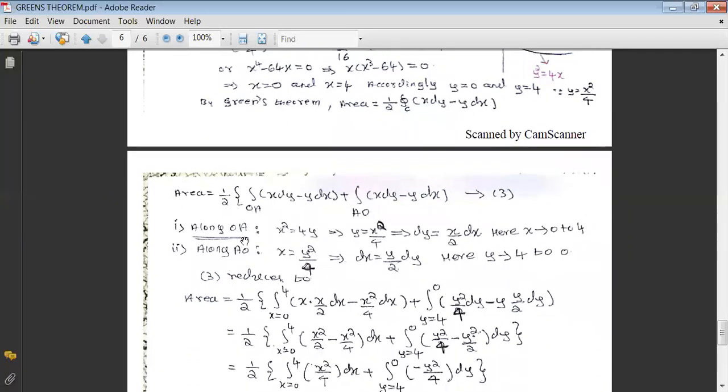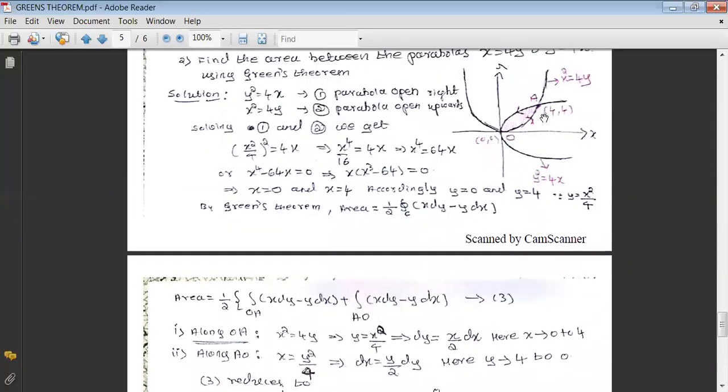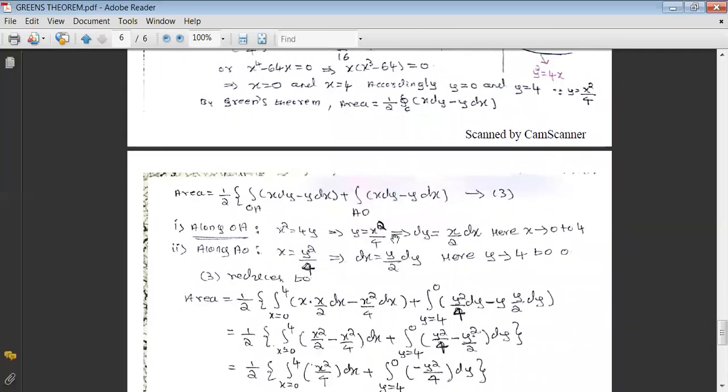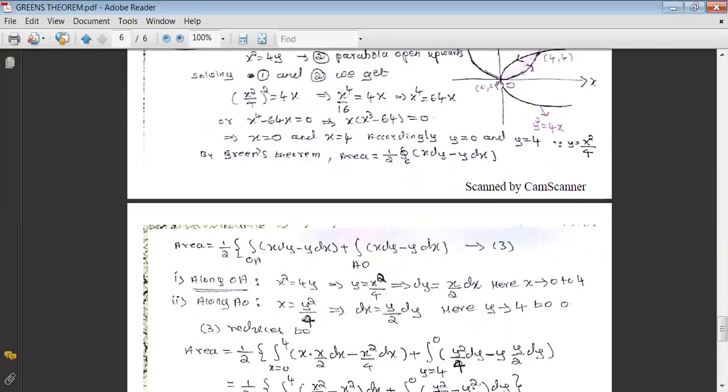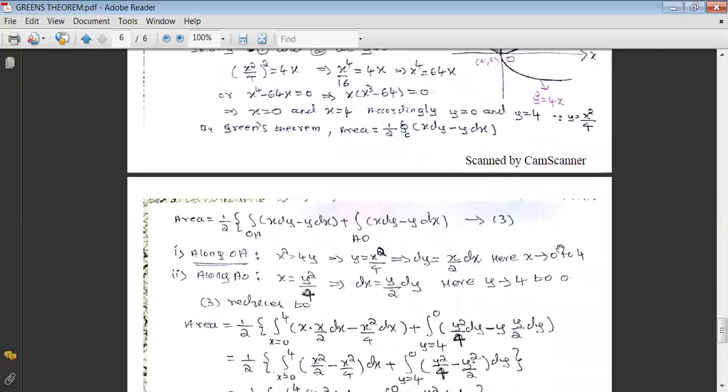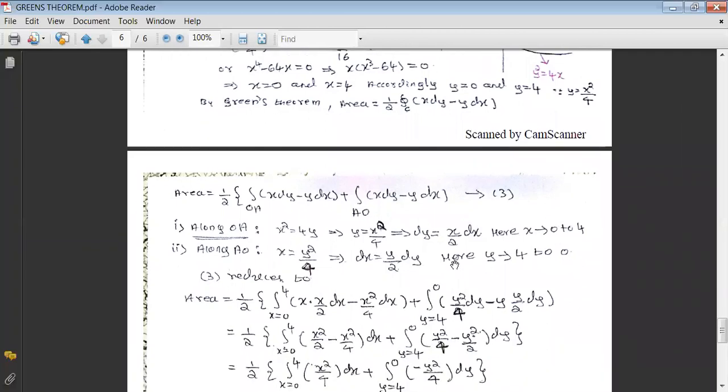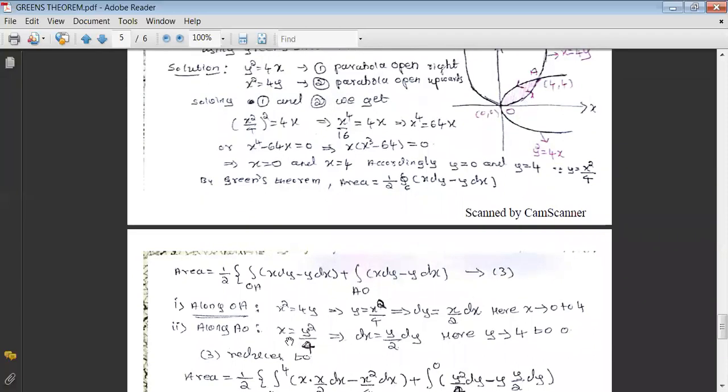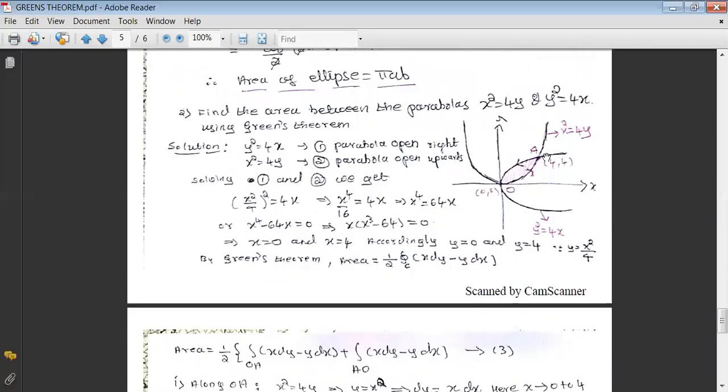First along OA, that is along this curve OA. OA corresponds to the curve x square equal to 4y, that implies y equals x square by 4. That implies dy equals 2x dx by 4, that becomes x by 2 into dx. And here x varies from 0 to 4 along this curve. That's why we wrote x varies from 0 to 4. And one more, along OA we find x equals y square by 4, that gives dx equals y by 2 into dy. Now when you come from this to this, here y is 4. When you reach here, y is 0.